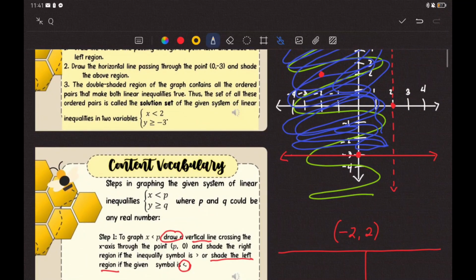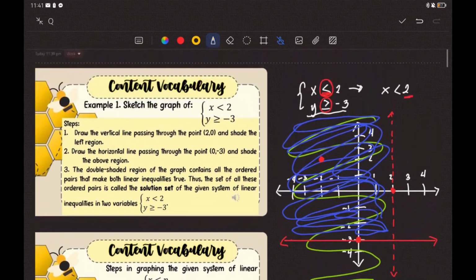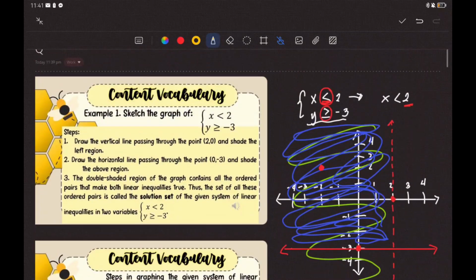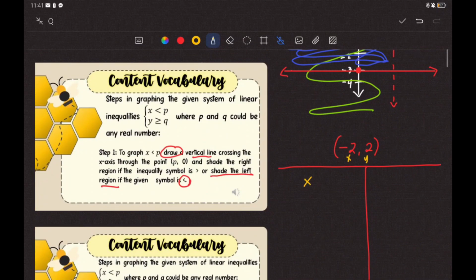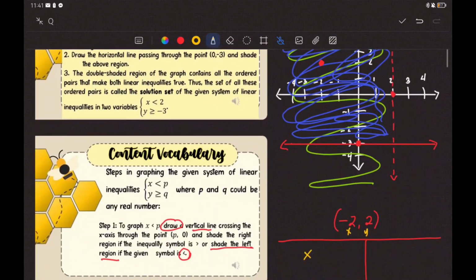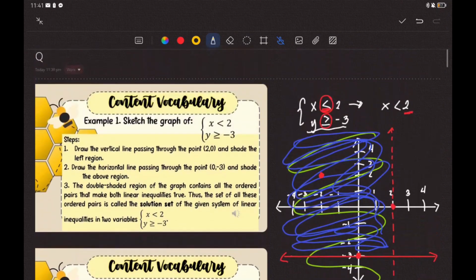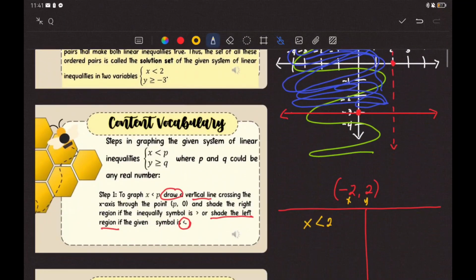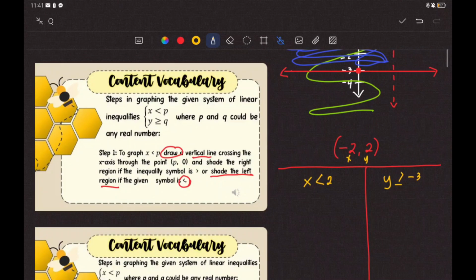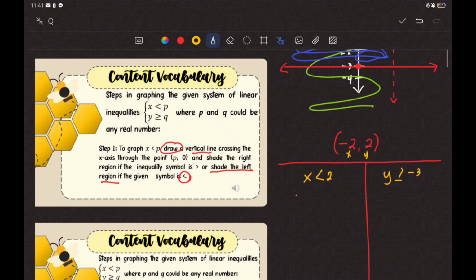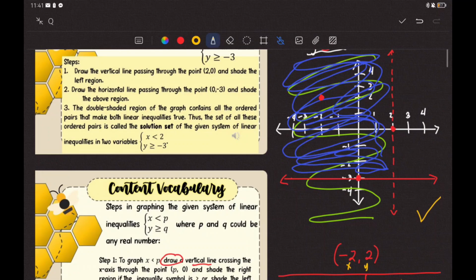This is our x and this is our y. So using the inequalities, x is less than 2 and y is greater than negative 3. Simple. We only have x and y. So here, we only have x. This is negative 2 is less than 2. This is very true. Now, for y, we have 2 is greater than or equal to negative 3. And this is also very true. Therefore, our graph is correct.